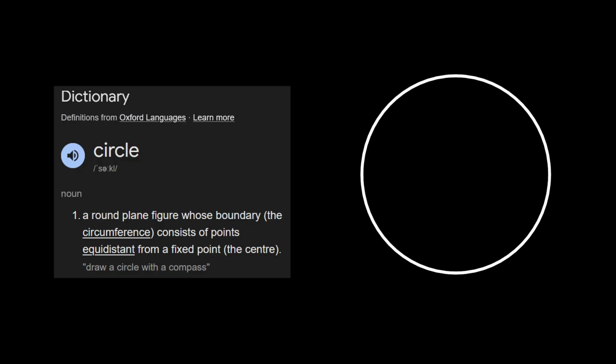Before we start drawing things, let's precisely define what a circle is beyond just a thing that's round. Google defines it as a round plane figure whose boundary, called the circumference, consists of points equidistant from a fixed point, called the center. So if we want our cities to fall on the boundary of a circle, we need to find a center point that is an equal distance from all 3 cities.